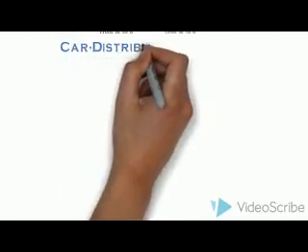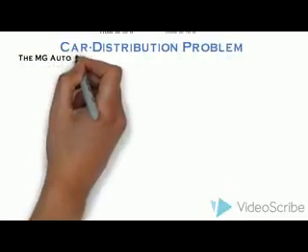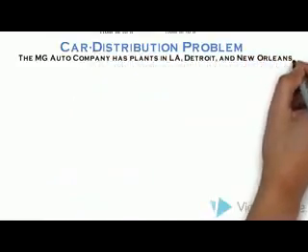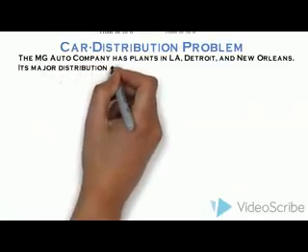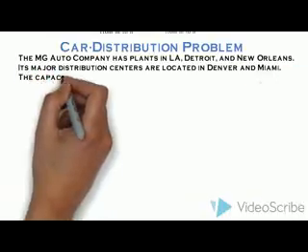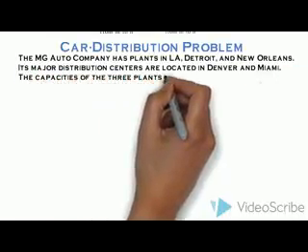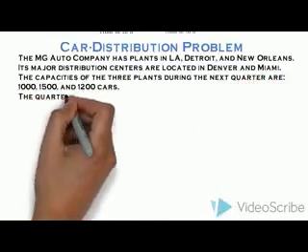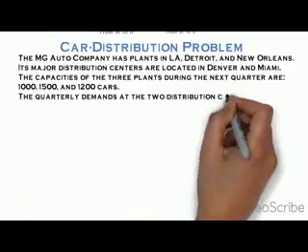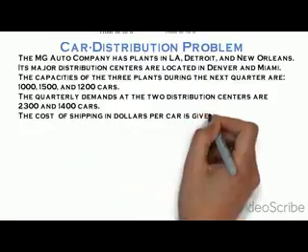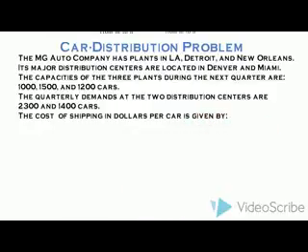Let's try to understand the concept with the help of a car distribution problem. The MG Auto Company has plants in Los Angeles, Detroit, and New Orleans. Its major distribution centers are located in Denver and Miami. The capacities of the three plants during the next quarter are 1,000, 1,500 and 1,200 cars respectively. The quarterly demands at the two distribution centers are 2,300 and 1,400 cars.